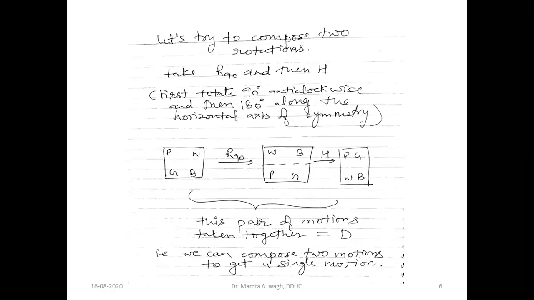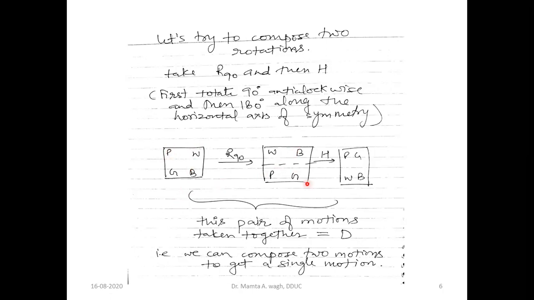So let us try to compose two rotations. So I'm taking R90 and then this H, that is rotation along the horizontal axis. So first we have to rotate 90 degree anti-clockwise and then 180 degree along the horizontal axis of symmetry. So this is your initial position, this one P, W, G, B. So if I rotate it 90 degree anti-clockwise, then B will come here, then W will come here, P here, G here. So this is the result of R90.